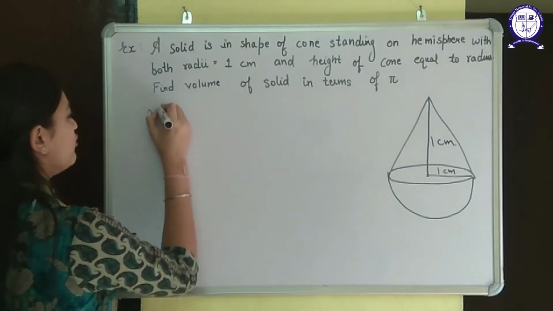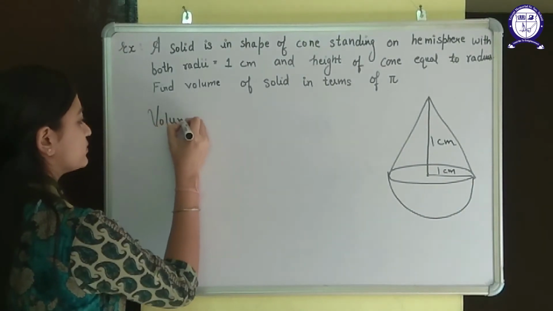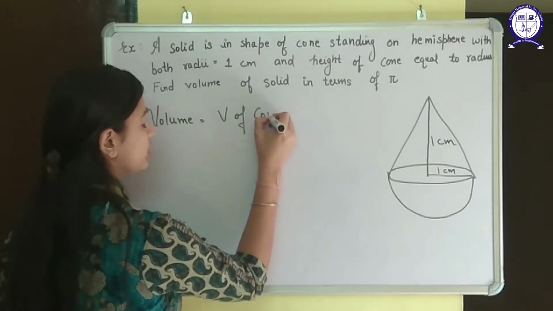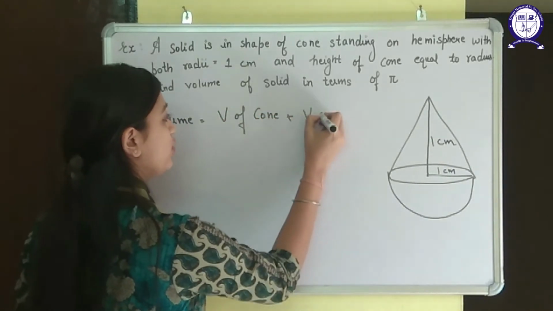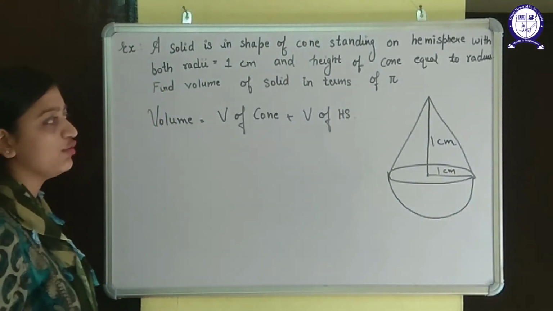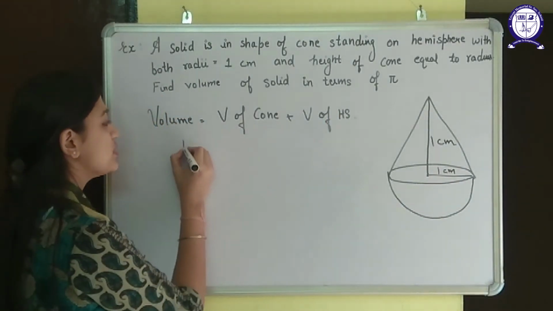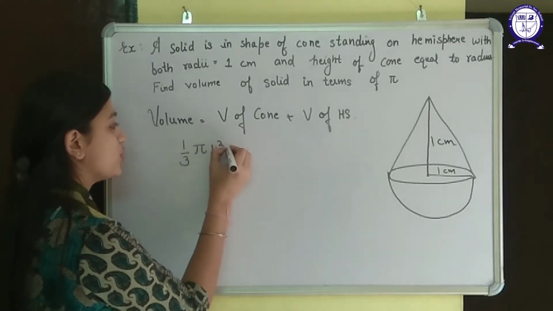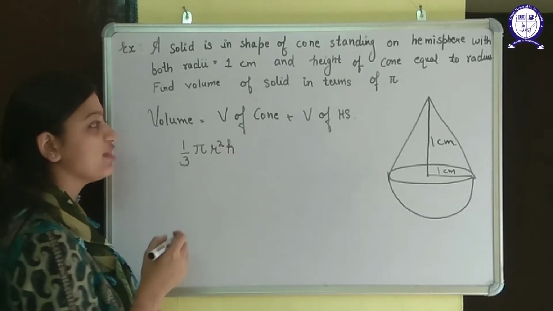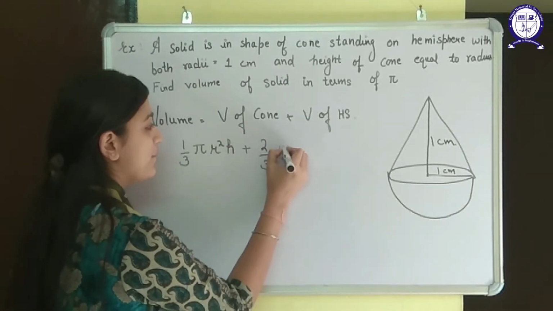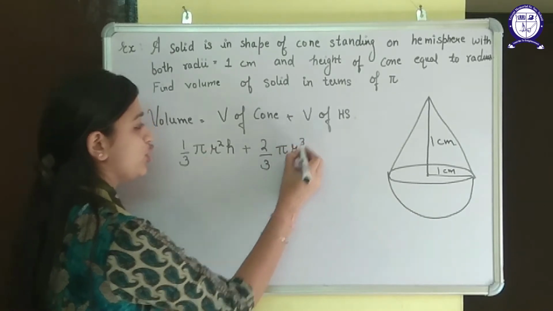Okay, so the volume will be volume of cone plus volume of hemisphere. Now what is the formula for volume of cone? This is 1 upon 3 pi r square h. And the volume of hemisphere is 2 upon 3 pi r cube.